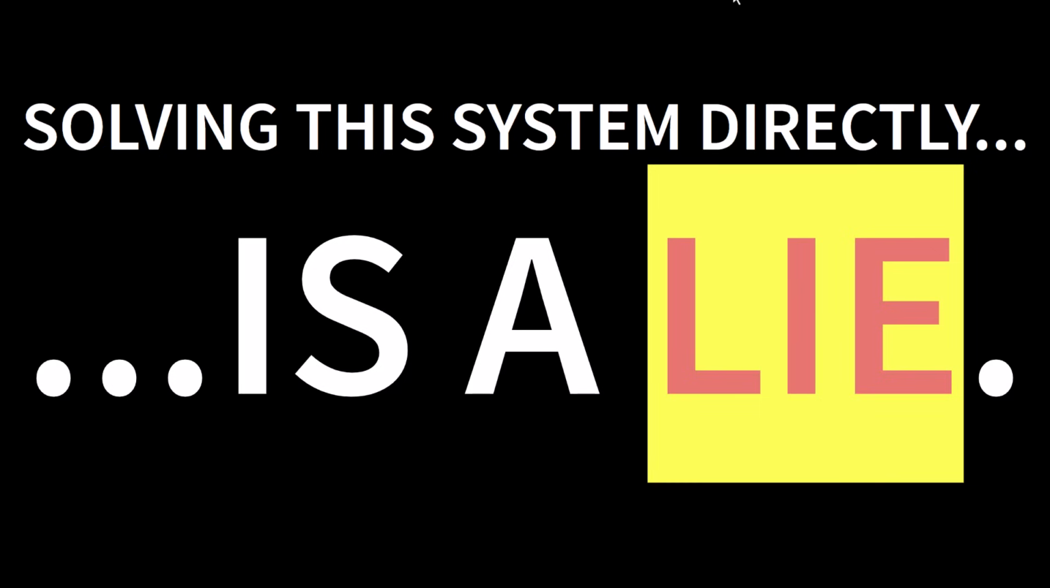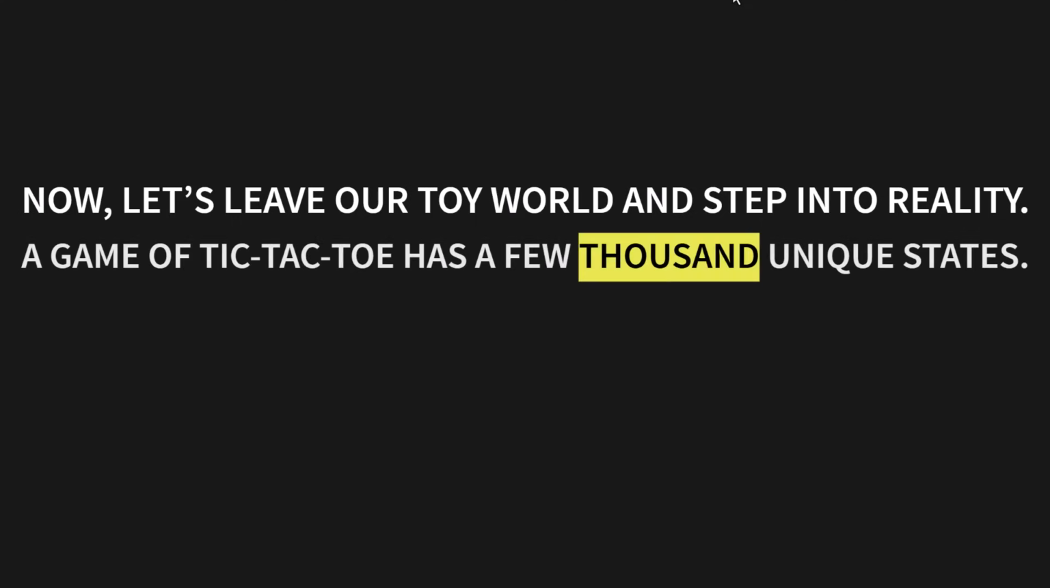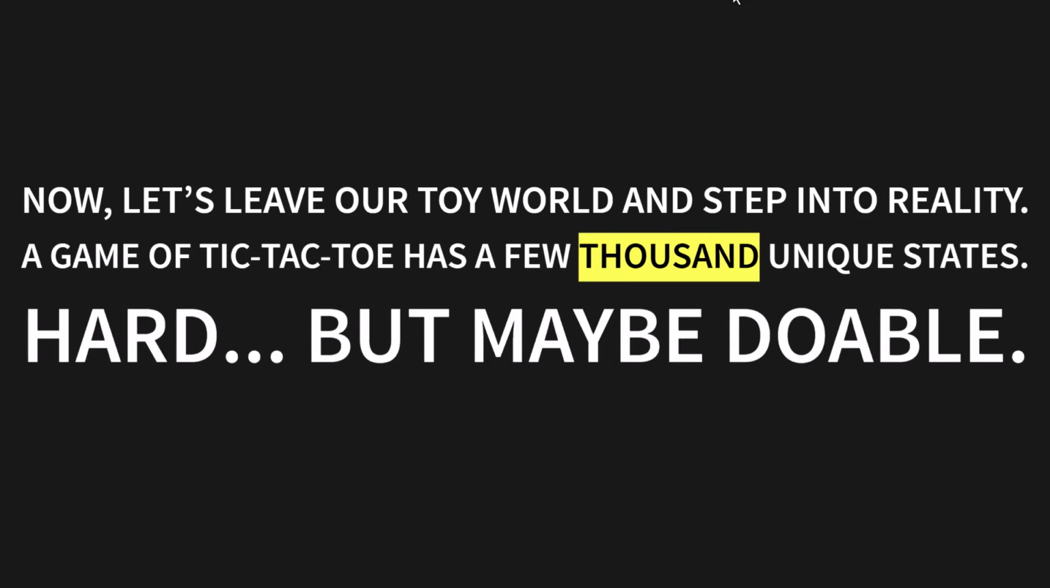Think about the scale of this. Our little maze has 2 unknown states, A and B, so we have 2 equations. Simple. Now, let's leave our toy world and step into reality. A game of tic-tac-toe has a few thousand unique states. That means a system of a few thousand equations. Hard, but maybe doable for a powerful computer.